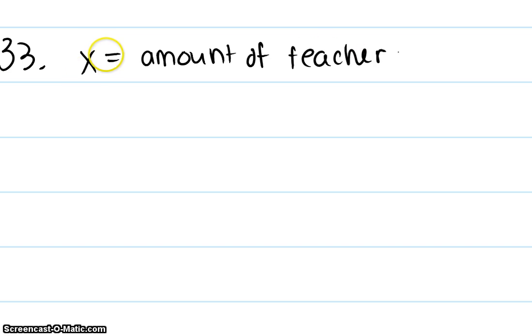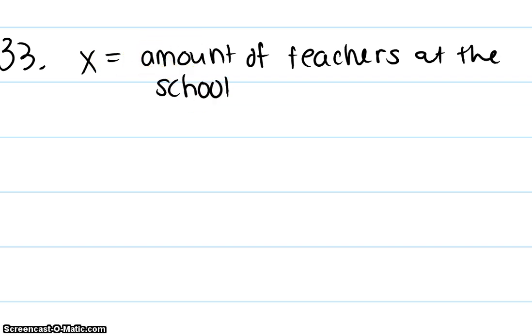First, in this problem, you have to set up a variable. So the first variable, what we're trying to figure out is how many teachers would be at the school if the ratio is valid for that school. What we're trying to find would be x, and that is the amount of teachers at that school.